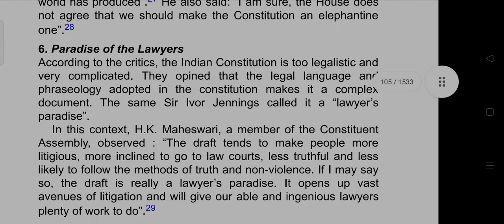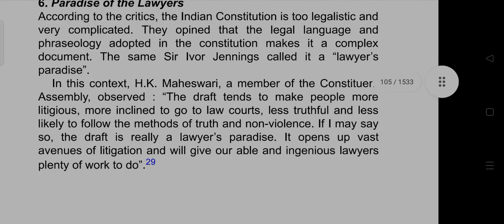Sixth, the paradise of the lawyers. According to the critics, the Indian constitution is too legalistic and very complicated. They opine that the legal language and the phraseology adopted in the constitution make it a complex document. The same Sir Ivor Jennings called it the lawyer's paradise.